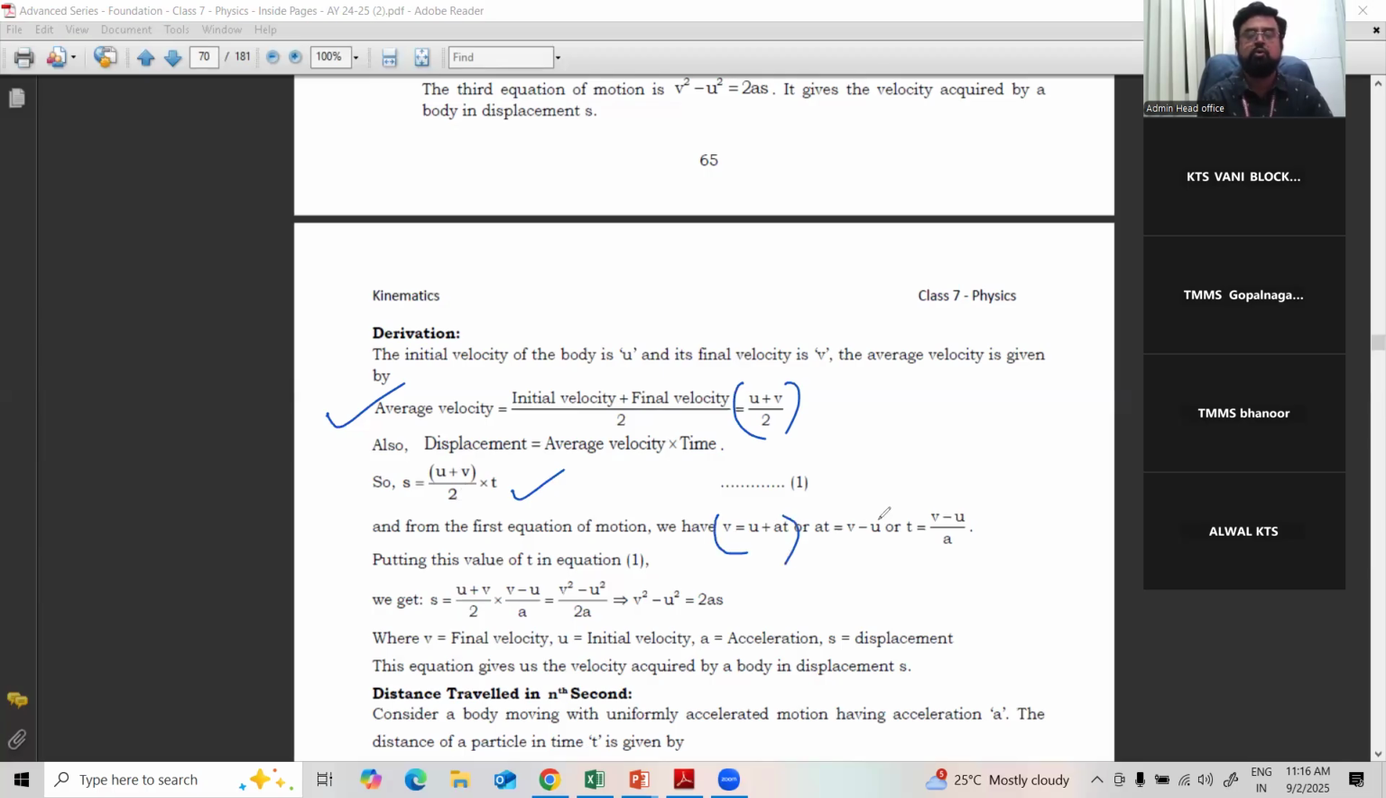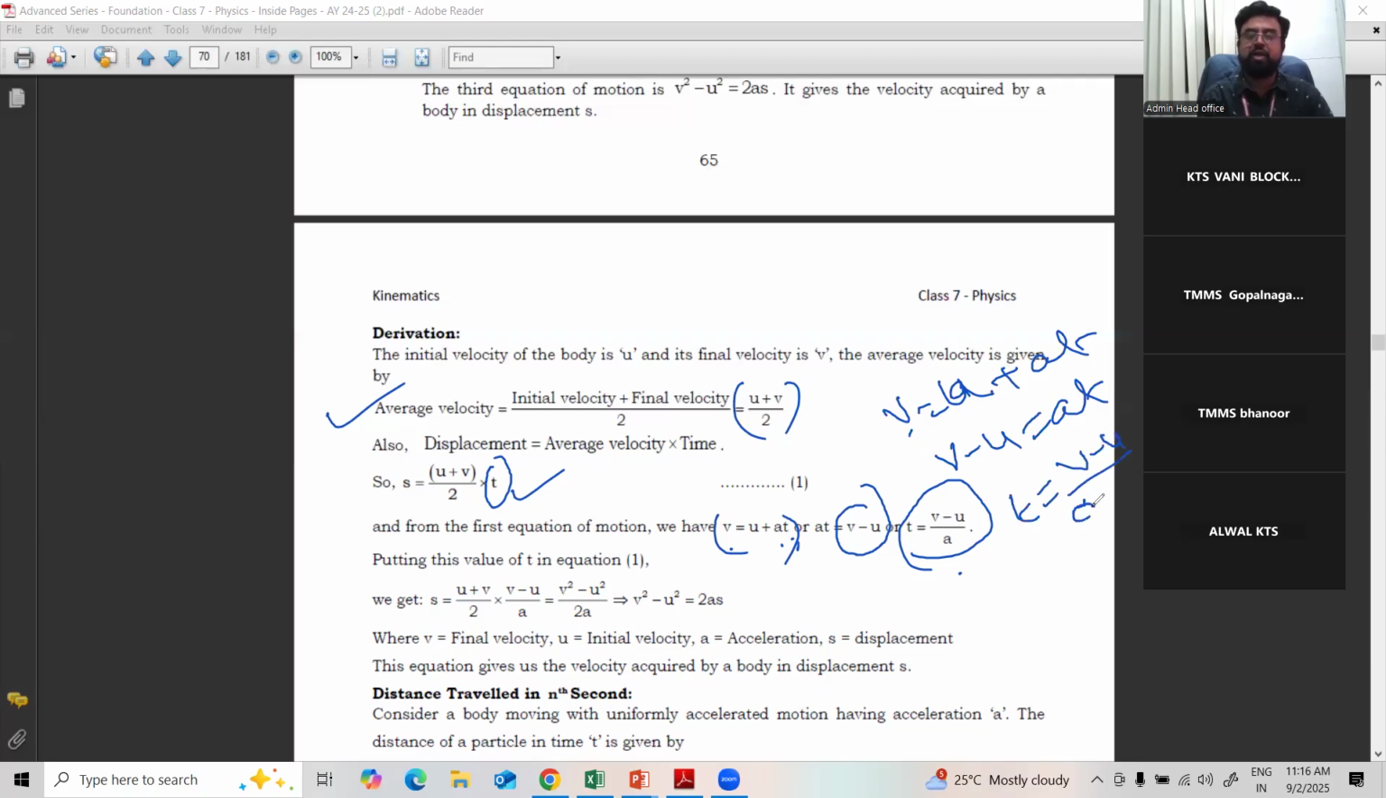And from the first equation also we have done. From v is equal to u plus at, bring u this side: v minus u is equal to at. So t is equal to (v minus u) by a. In place of t, we substituted (v minus u) by a. So S is (u plus v) by 2 into (v minus u) by a. Very interesting. So we get (v square minus u square) by 2a, that is, v square minus u square is equal to 2aS.